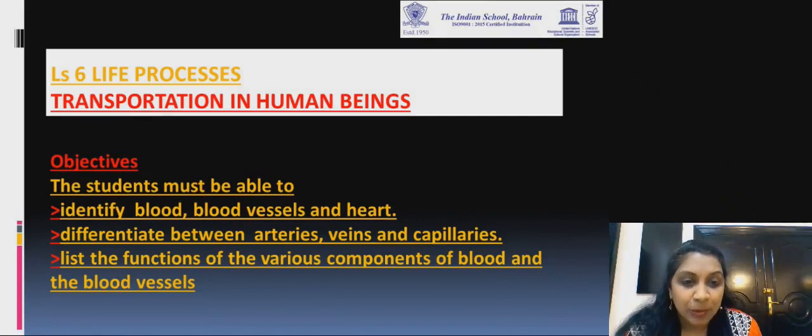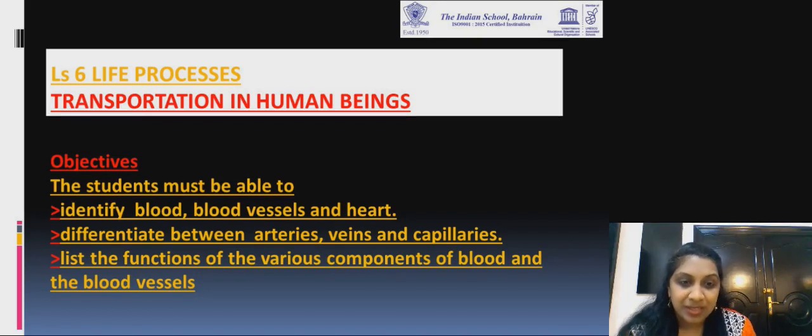The life processes that take place in living organisms are nutrition, digestion, respiration, transportation and excretion. Today's topic is transportation in human beings.